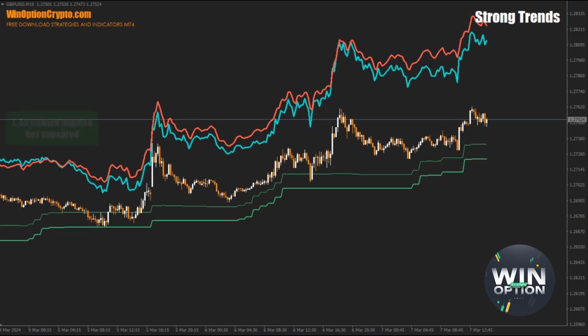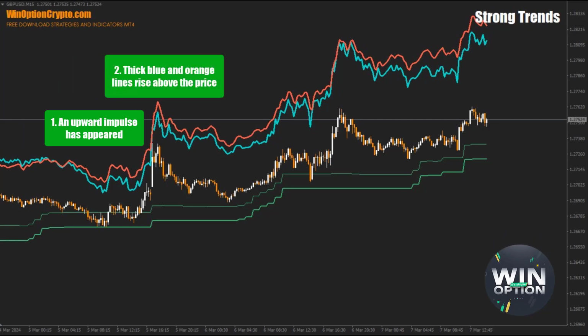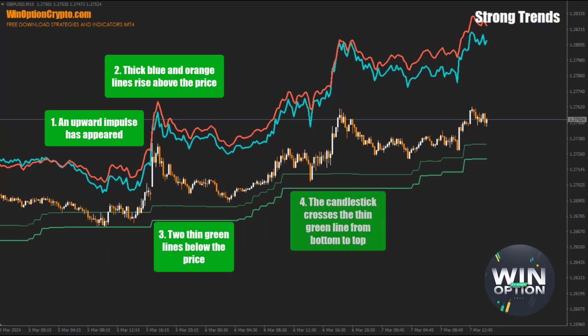So to buy call options, you need to: 1. Wait for an upward price impulse. 2. Thick blue-orange lines should rise above the price, indicating a strong upward trend. 3. There are 2 thin green lines below the price. 4. The last candle crosses the upper thin green line. 5. At the opening of a new candle, we buy a call option.